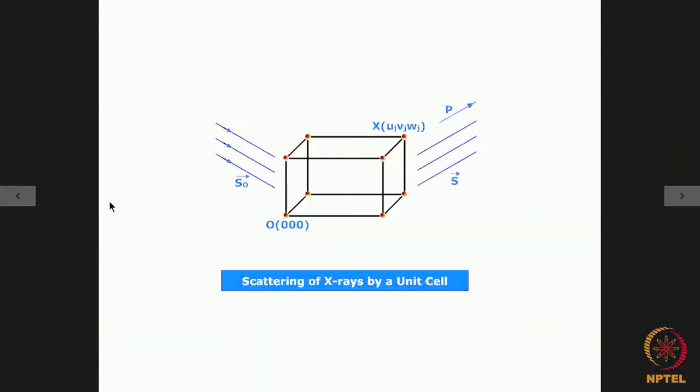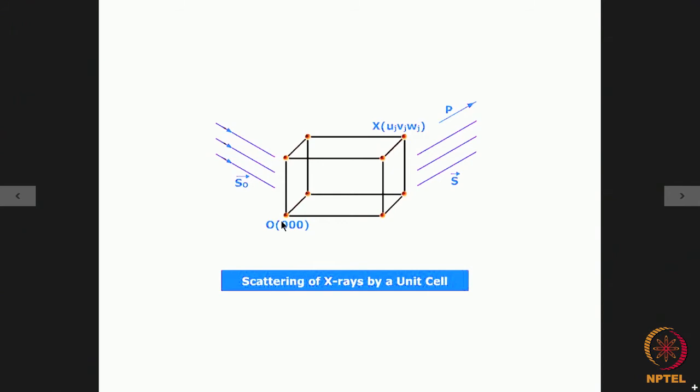Say, for example, this is a unit cell of a material, and a beam of X-rays is incident in this direction, designated by a unit vector S0 as we did previously, and the scattering is taking place in this direction. We are interested in finding out what the scattered intensity is in this direction. The scattered direction is denoted by the unit vector S.